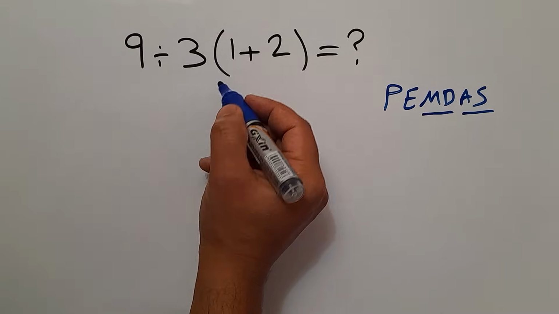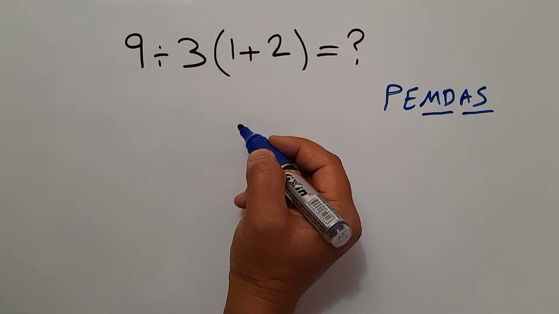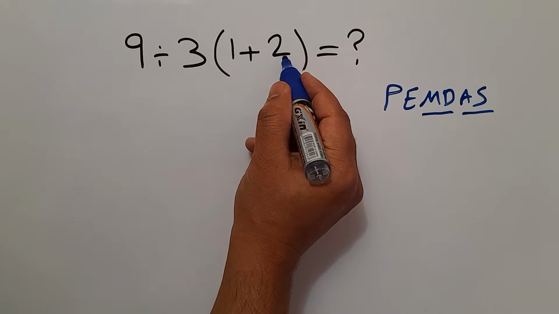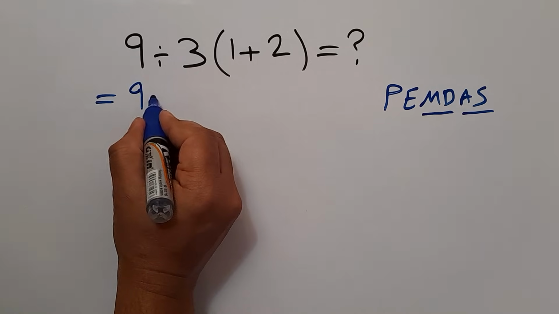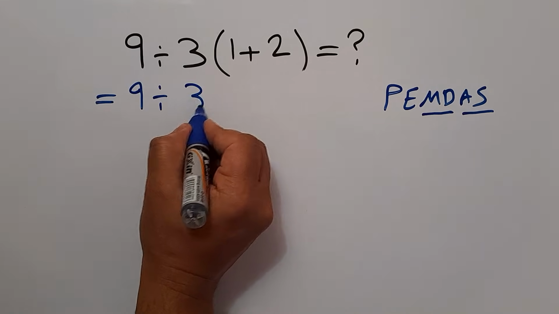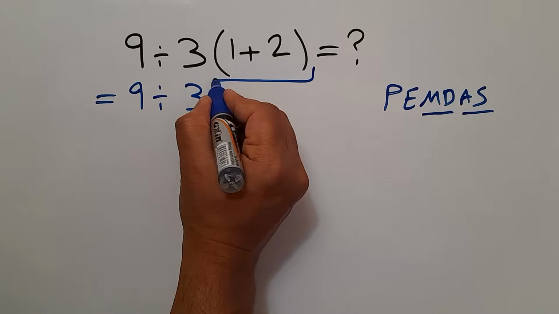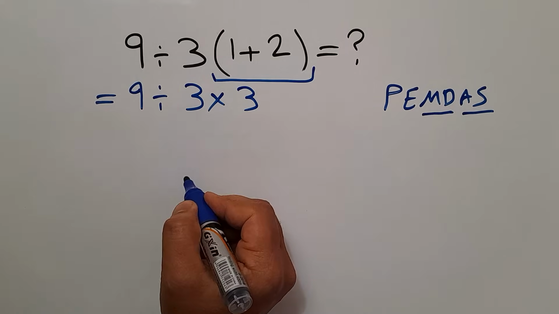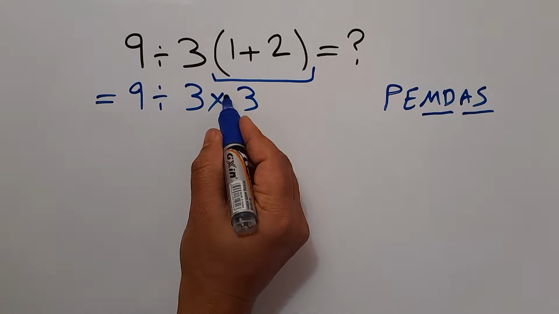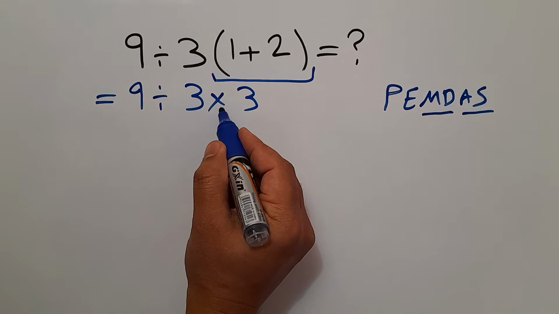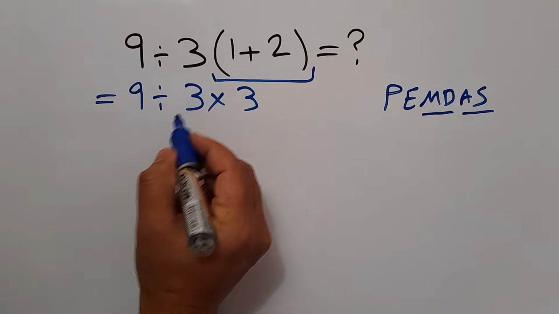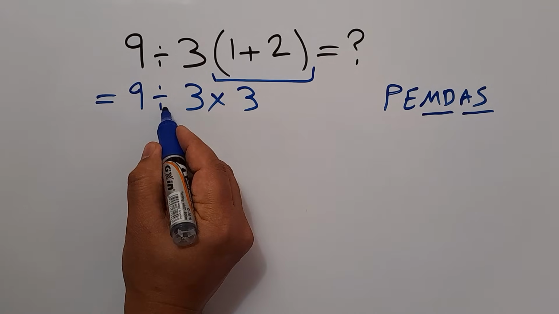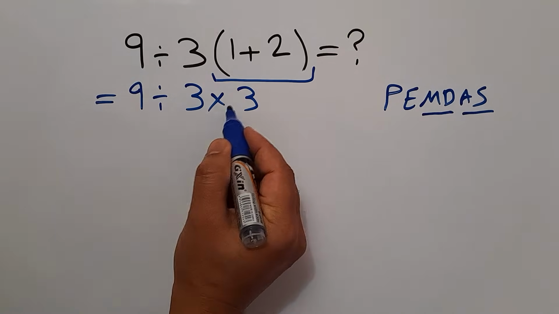So here, first we have to handle these parentheses. 1 plus 2 gives us 3. So we have 9 divided by 3, then times 3. Now we have one division and one multiplication. Multiplication and division have equal priority and we have to work from left to right. So first division and then multiplication.